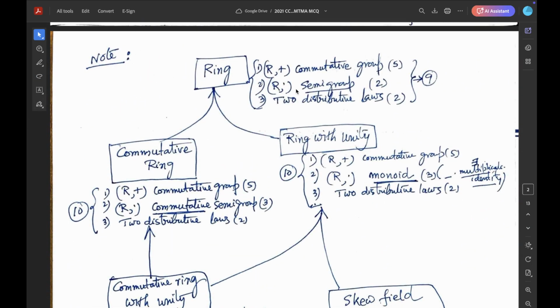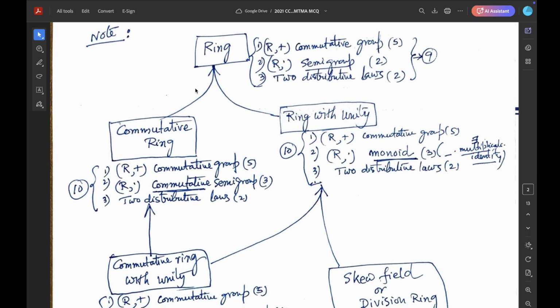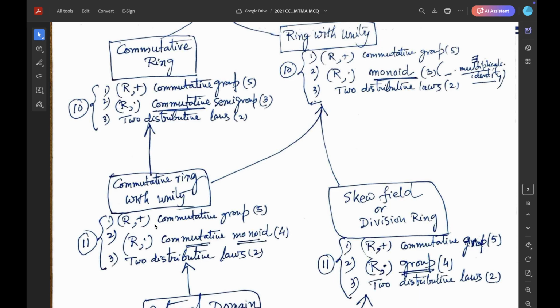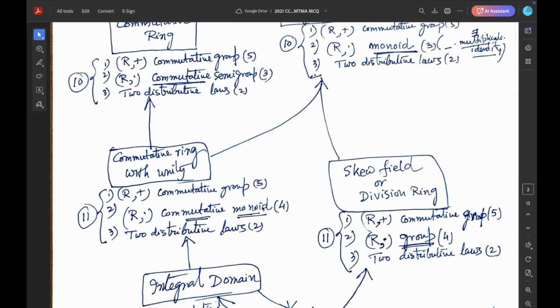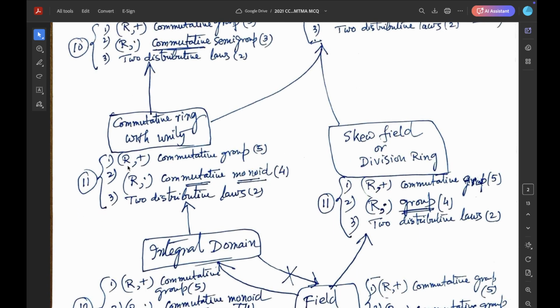And note that for a ring there are 9 properties: R plus is a commutative group, 5 properties; R dot is a semigroup, 2 properties; and 2 distributive laws, and so on. And from a ring we get a commutative ring, with one additional property: R dot is a commutative semigroup. There are 3 properties, so 10 properties, and a ring with unity also has 10 properties. This R dot is a monoid, that is, multiplicative identity exists, and this is a commutative ring with unity, and a commutative ring with no zero divisors is an integral domain, and then the skew field, or division ring.